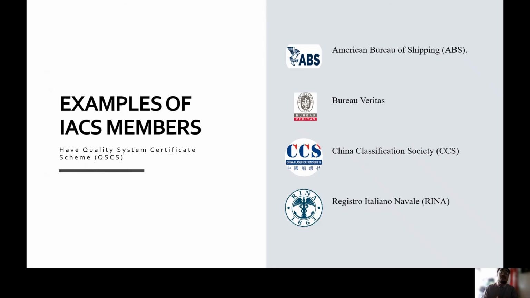Alright, next we are going to see the examples of IACS members. All of these four examples have one similarity, which is that they have a quality system certificate scheme, known as QSCS. The first example we have here is the American Bureau of Shipping, also known as ABS. This classification society emphasizes ships from America, and it was founded there around the 1880s.